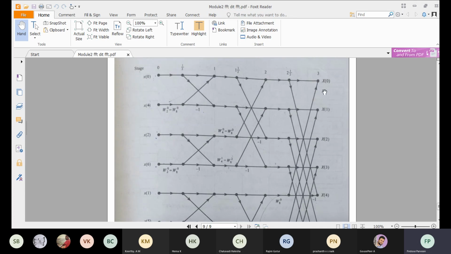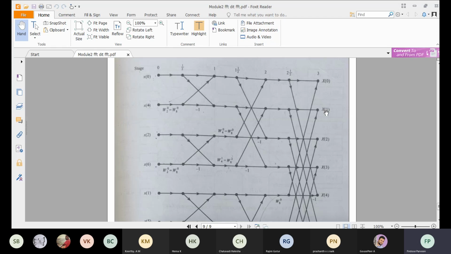Okay, x of 0 is what? 0, 0, 0. If you see from left to right, it is 0, 0, 0, and if you see from right to left, it is 0, 0, 0 only. So I'll be writing x of 0 like this. Okay. So now x of 1.